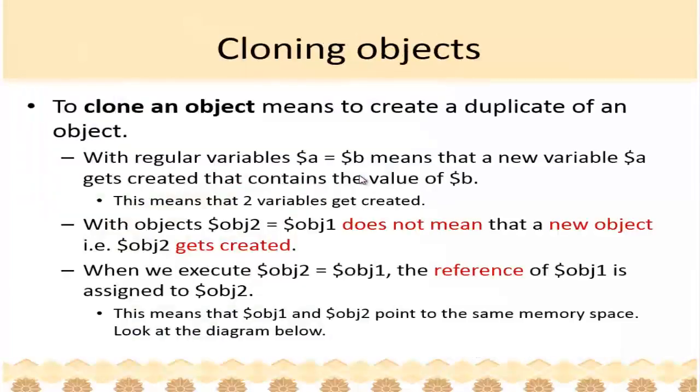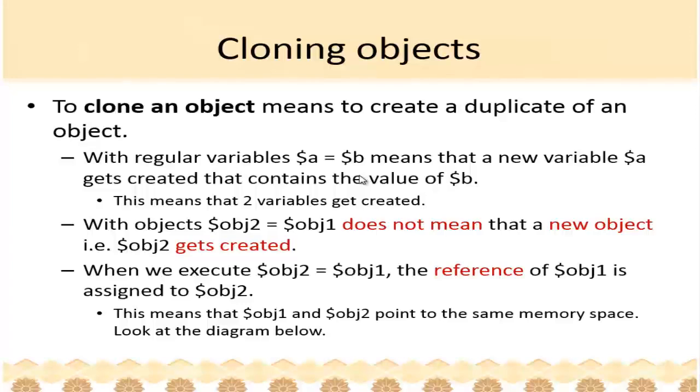The other part is cloning. Cloning is the way in which you duplicate an object. Now, you are already familiar with this idea, which was introduced in the C++ classes, wherein when you try to make a reference, there are two variables, ordinary scalar variables a and b. If we say $a = $b, that means a copy of it is made in PHP.